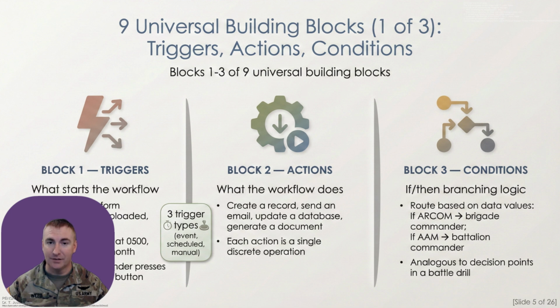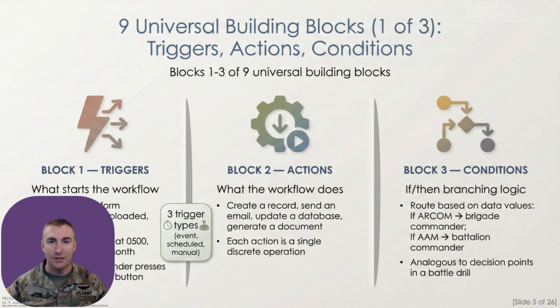9 building blocks. That's all there is. Learn them once, and you can read any automation platform like a map. Triggers start the workflow, an event, a schedule, or a button press. Actions are what the workflow does. Send an email, update a database, generate a document. Conditions route the flow based on data. If RCOM, route to the brigade commander. If AAM, route to the battalion commander. Decision points in a battle drill.